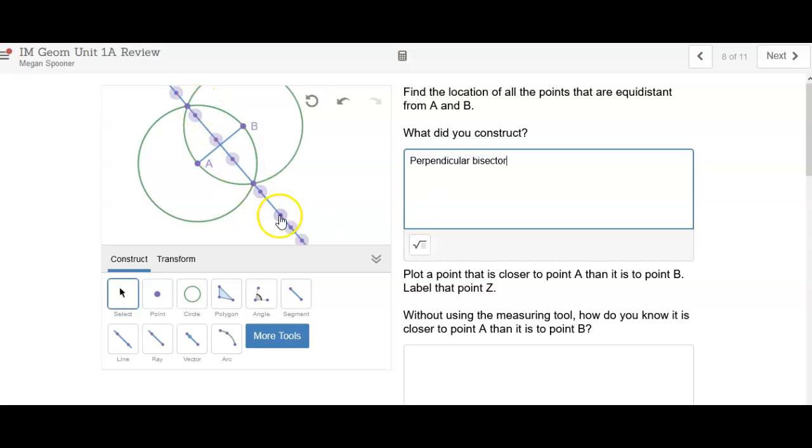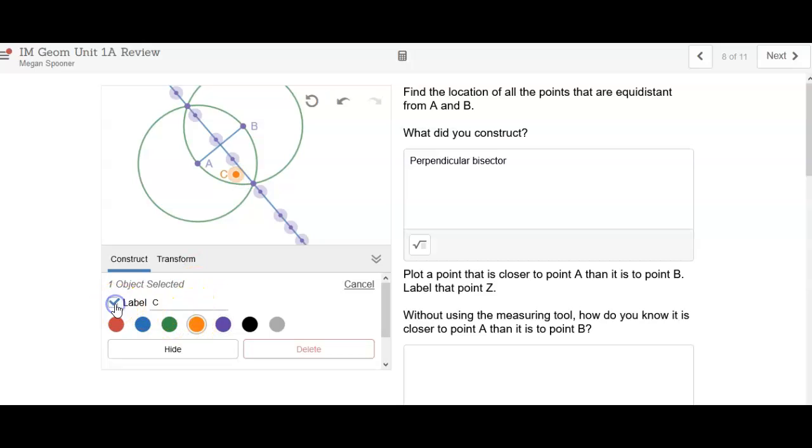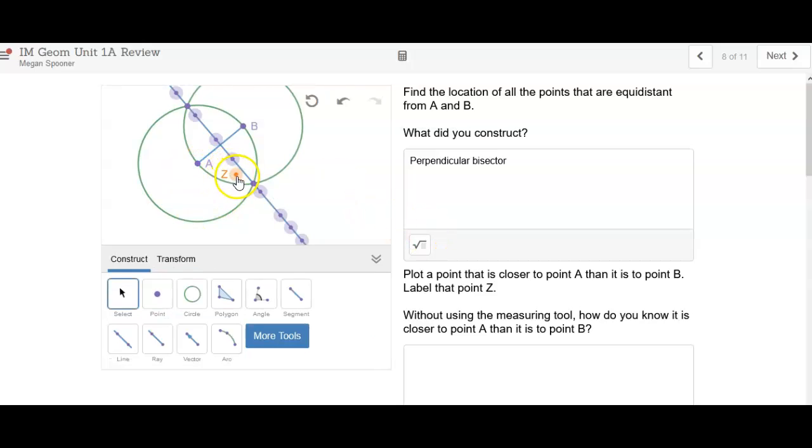So anything that's on that line is going to be exactly the same distance from A as it is from B. Now, if we want to plot a point that's closer to A than it is to point B, I could put it anywhere on this side of the perpendicular bisector because anything over here is going to be closer to A than it is to B. So if I were to put this point right here, we're going to label this guy Z. Right? So Z, not by much, but he is closer to A than he is to B because he is on the left side. He's on the same side of the perpendicular bisector as A.